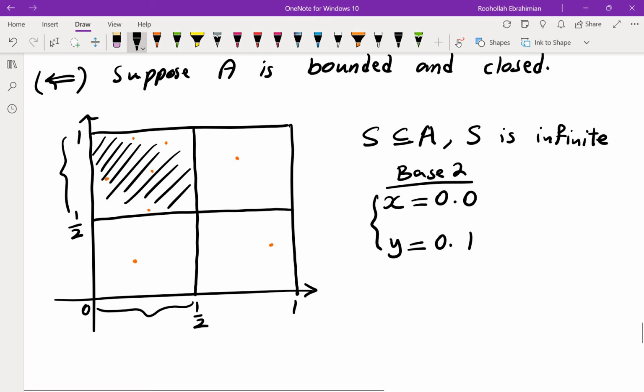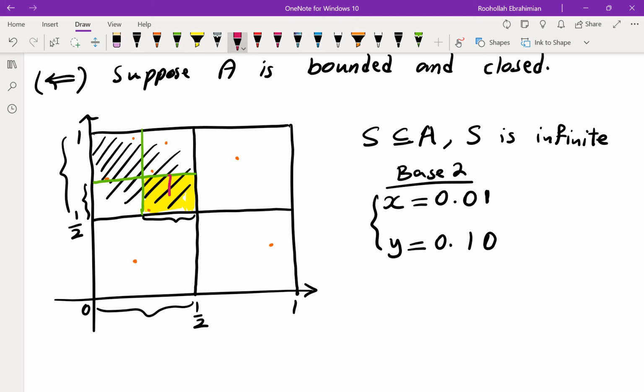Now we're going to take that and divide this one into 4 pieces. Again, we know that one of these 4 pieces would have to have infinitely many points. Let's say this one has infinitely many points. So what does that mean? It means the x coordinate would have to be here and the y coordinate would have to be here. It means the second digit of x would have to be 1 and the second digit of y would have to be 0. Then we're going to repeat the same thing.